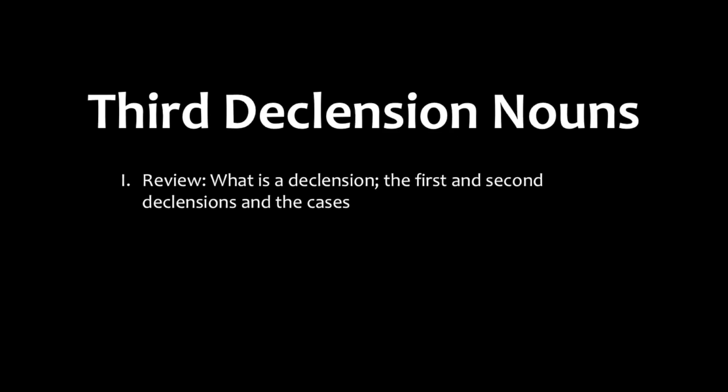We're going to start out by reviewing what a declension is, what the cases are, and what the forms are of the first and second declensions. Then once we've done that review, we're going to go on and look at the forms of third declension nouns. So let's start by talking about noun cases. And this probably sounds a little bit familiar to you because it is review.